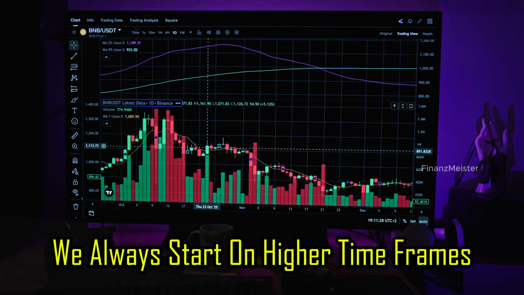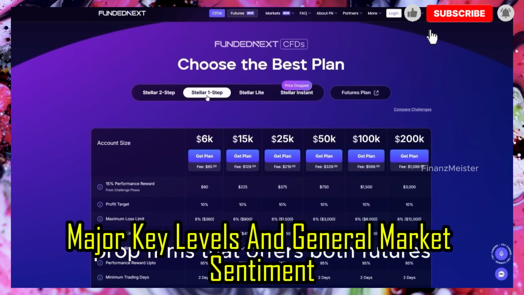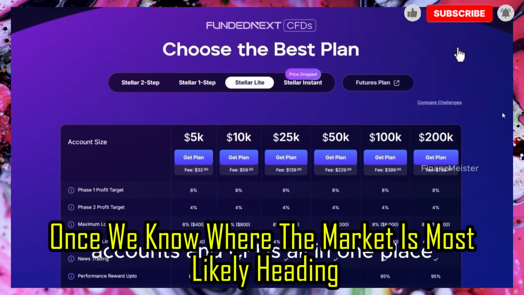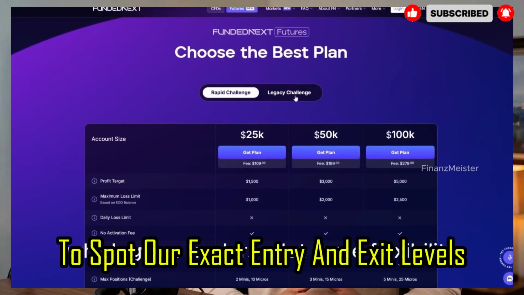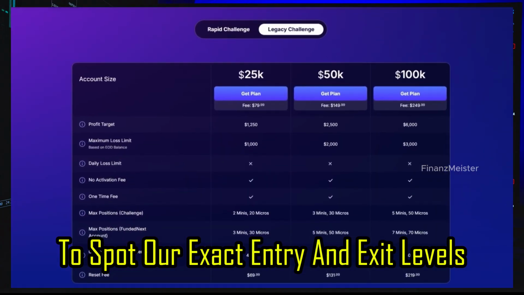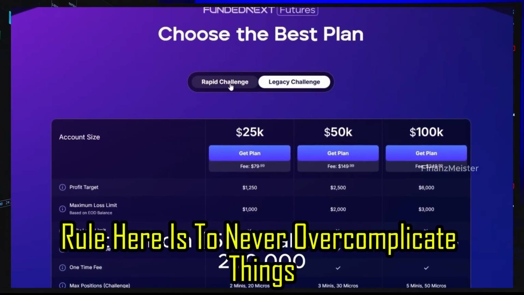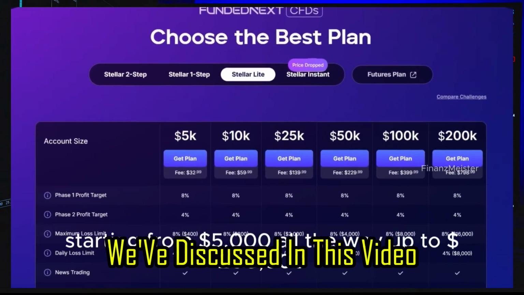We always start on higher timeframes like the daily or weekly charts to find the overall trend, major key levels, and general market sentiment. Once we know where the market is most likely heading, we zoom in to the 4-hour or 1-hour charts to spot our exact entry and exit levels using the tools we just talked about. The most important rule here is to never overcomplicate things. We are only going to use the exact concepts we've discussed in this video.